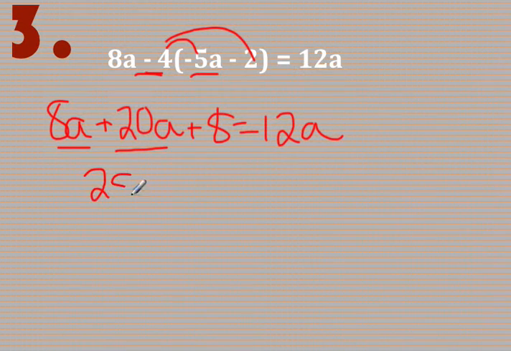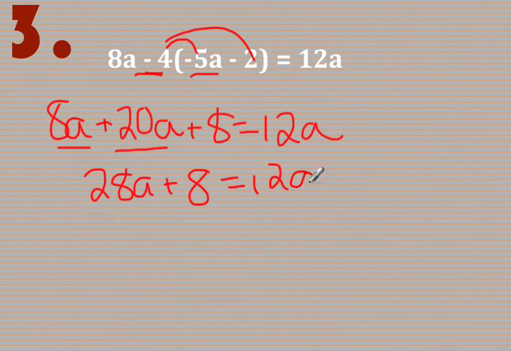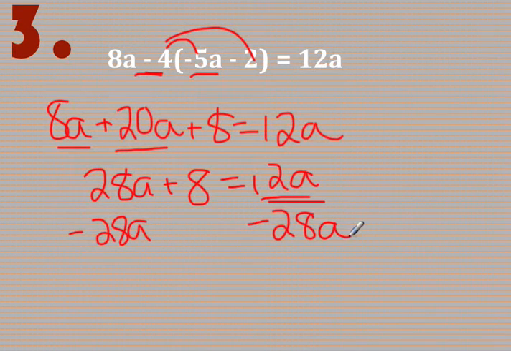That's going to give me 28a. Plus 8 is equal to 12a. So now I want to get my a's on their own side. I see that there's nothing being added to that 12a. So I'm actually going to bring that 28a over to the other side. If you did it the other way, it will still work. So then I get 8 is equal to negative 28a plus 12a, which is going to give me a negative 16a.